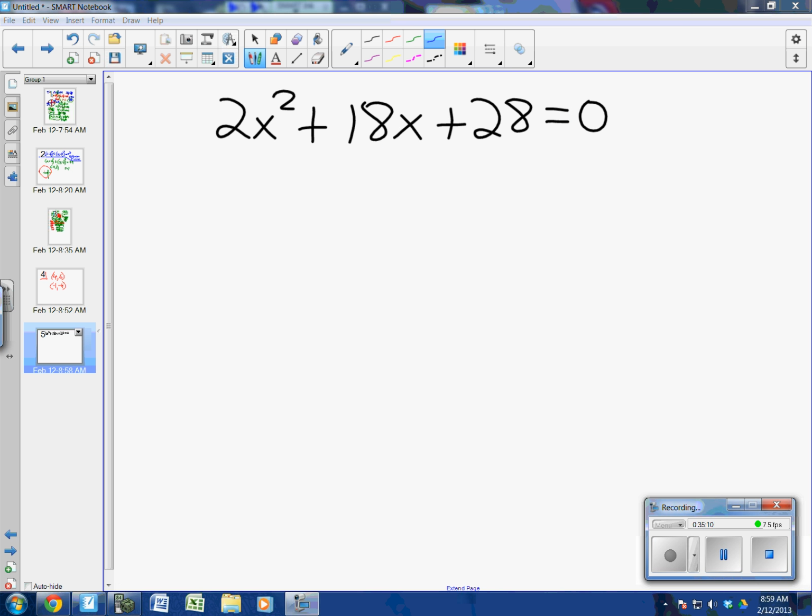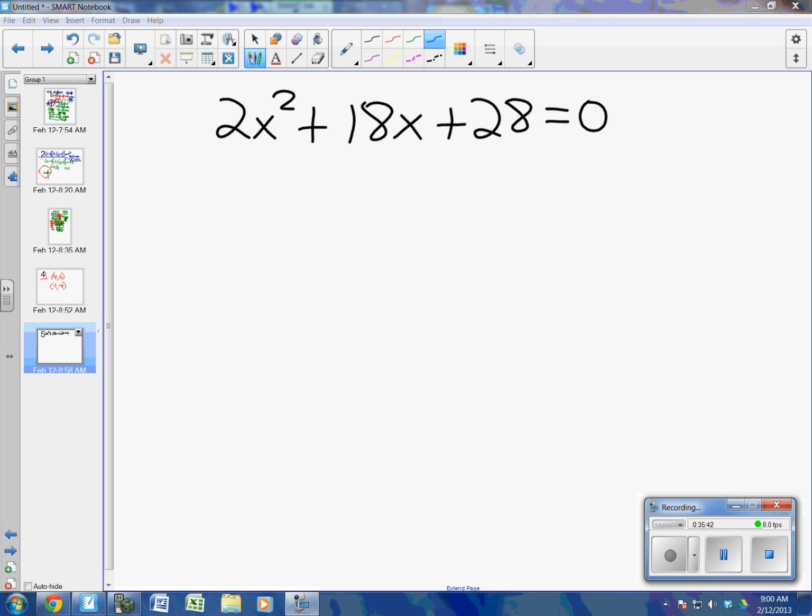Okay, the first problem we're going to review is this one right here. This was one that was on your assignment. What it's asking you to do is to solve this quadratic equation in whatever method you think you know how to do best. You can see if it will solve by factoring. You can use the quadratic formula.